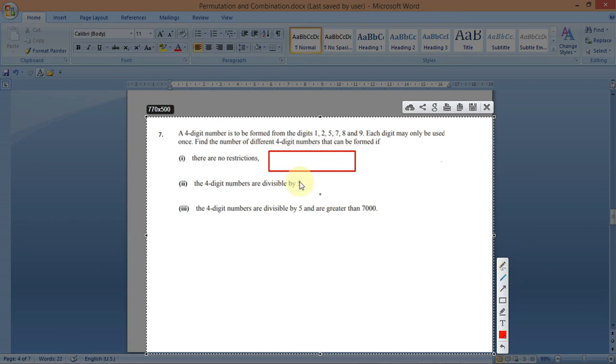Okay, so digits 1 to 6: 1 2 3 4 5 6. Now I want to form 4 digits. A 4-digit number is to be formed from these digits. Each digit may only be used once. Find the number of 4-digit numbers with different digits that can be formed if there are no restrictions. So how many do I have together? 6. So 6, then 5, then 4, then 3. So you can put your answer now: 6 times 5 times 4 times 3. That is 360. So there are 360 ways here.